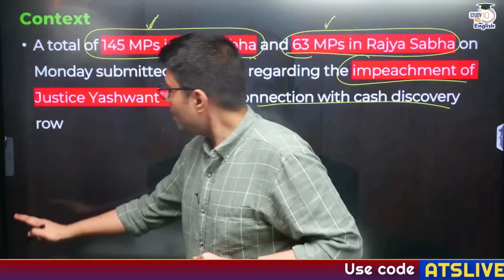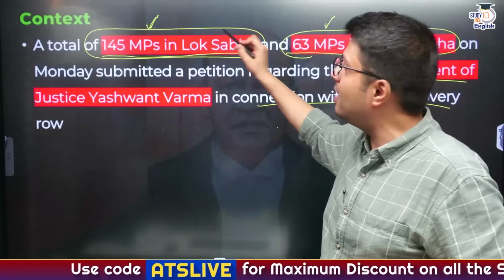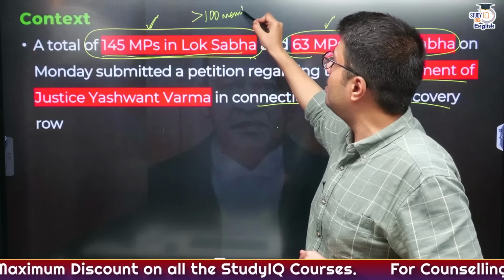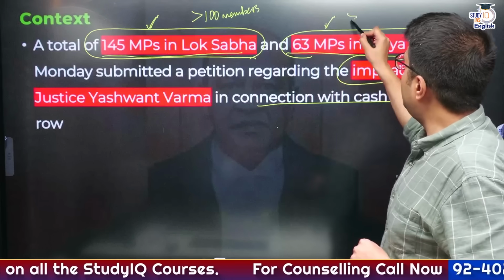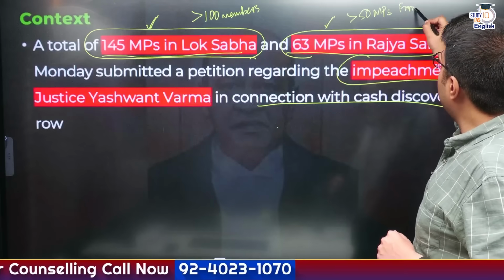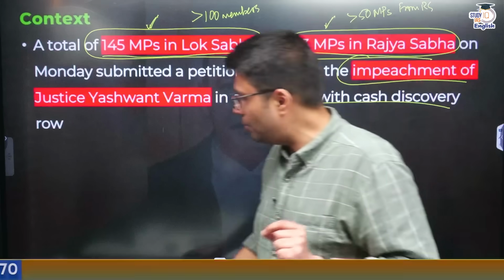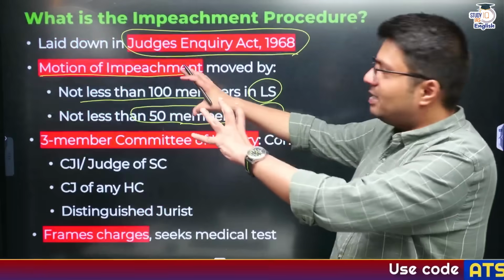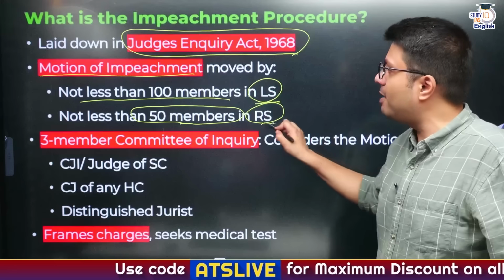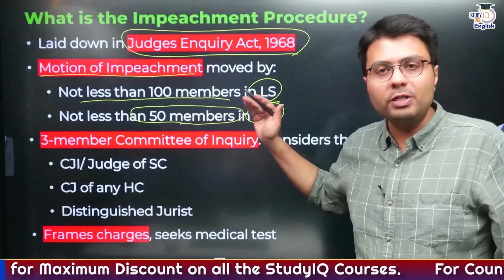For that, you need consent of at least 50 members in Rajya Sabha. That is why, you'll understand, a total of 145 MPs have submitted this resolution in Lok Sabha, which is more than the 100 members required legally. Similarly, you need consent of more than 50 MPs from Rajya Sabha. That is why 63 MPs have signed this petition. Understood now? So you have to introduce this motion of impeachment in either Lok Sabha or Rajya Sabha, where you need consent of at least 100 members or 50 members respectively.